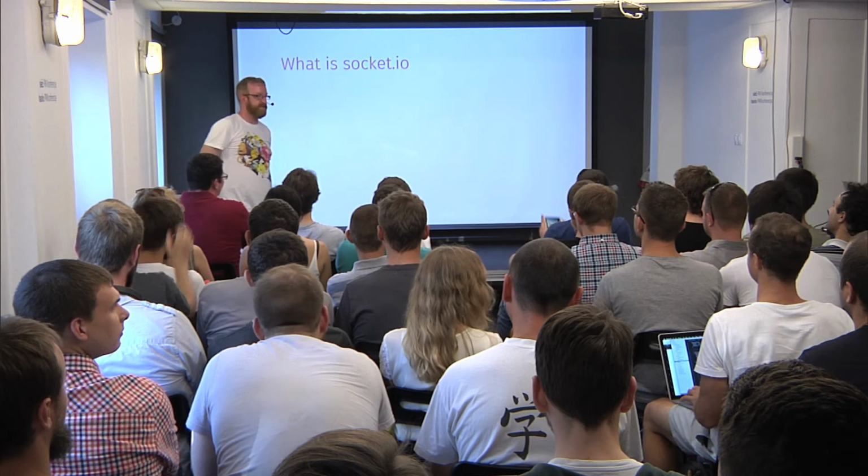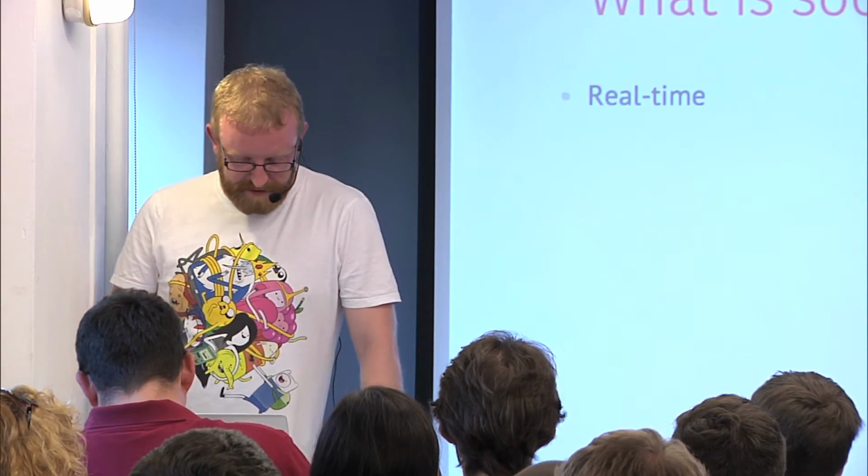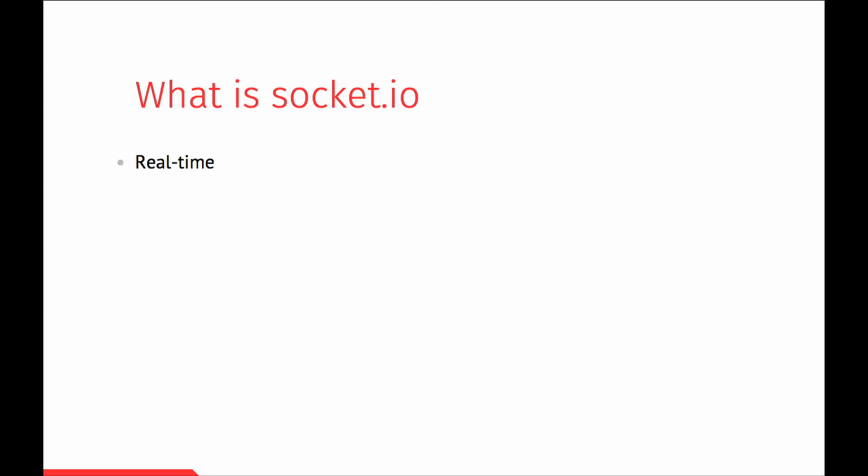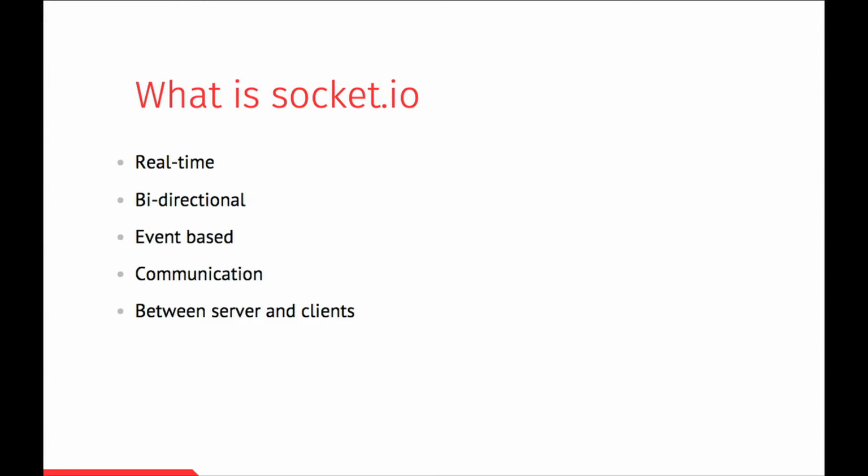Okay, who in the audience knows the answer to this question? Yeah, right, 4 or 5. Okay, so Socket.io is a library, buzzwords, right? It's a library for real-time, bidirectional, event-based communication between server and client. It's a very high-level library. Basically, you just take it and use it and it works.